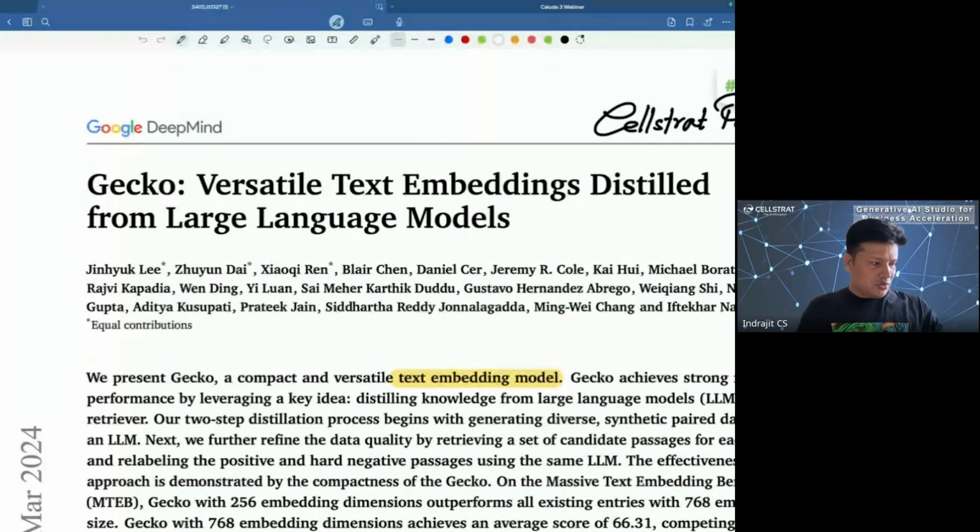Today we are going to do a paper reading. It's a session around Gecko, one of Google DeepMind's models, primarily famous for its text embedding architecture. We are going to deep dive into this, and let's talk about how this embedding model works.